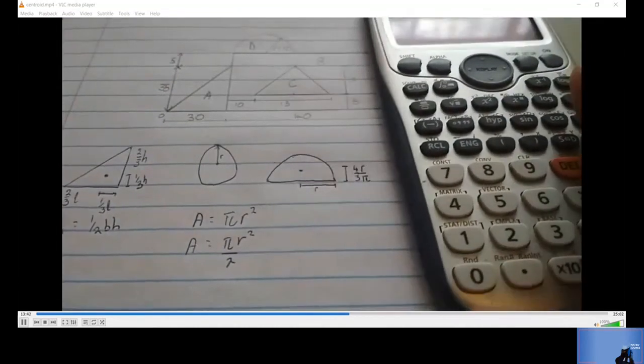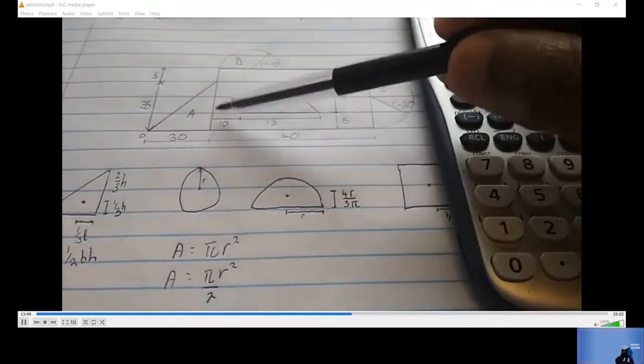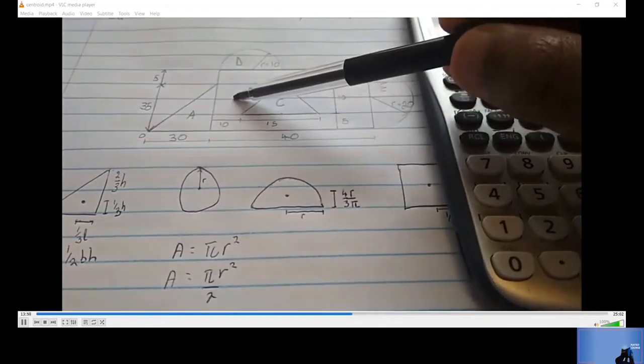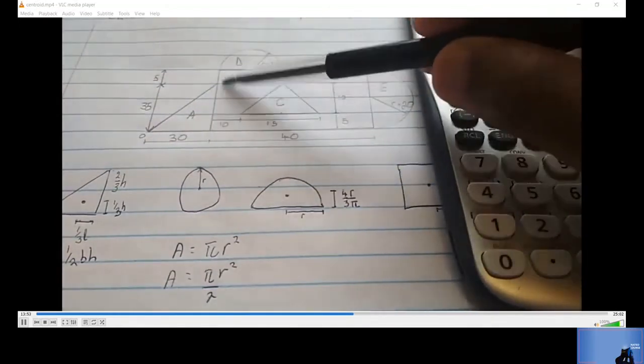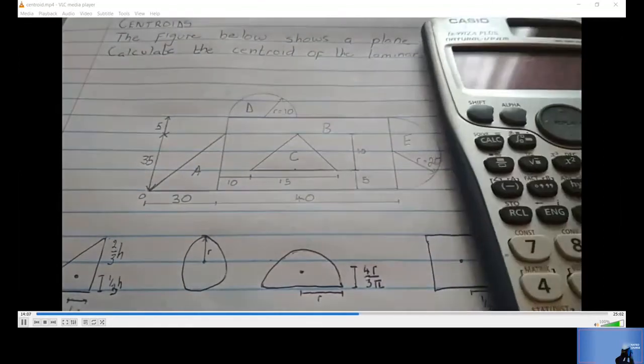Okay, now B is a rectangle, and it's just at a height of half of 40, which is 20. So take a 20, write it down there, and then the next one is C. C is that triangle there.